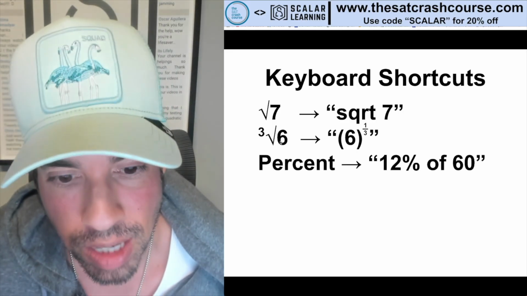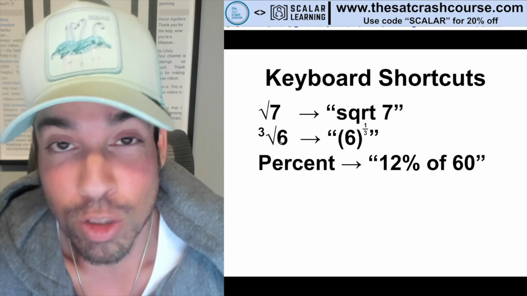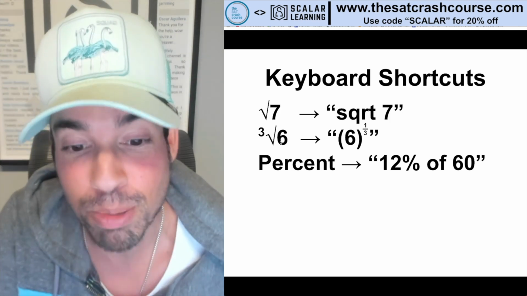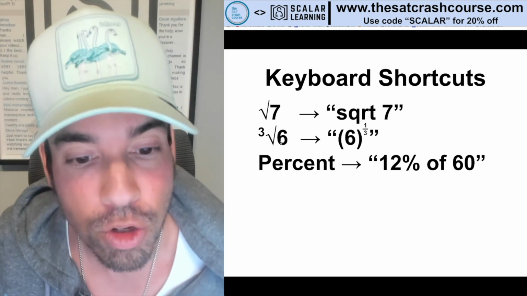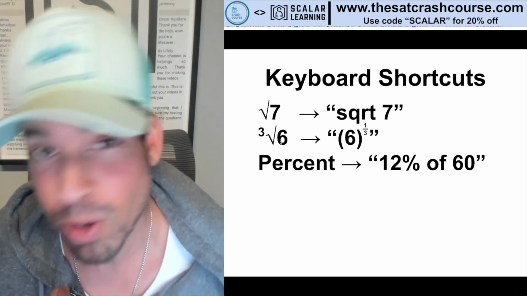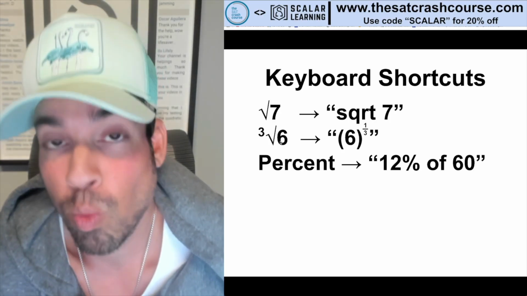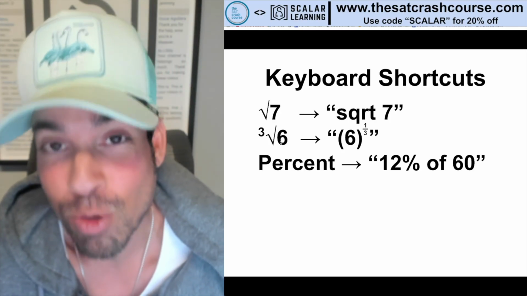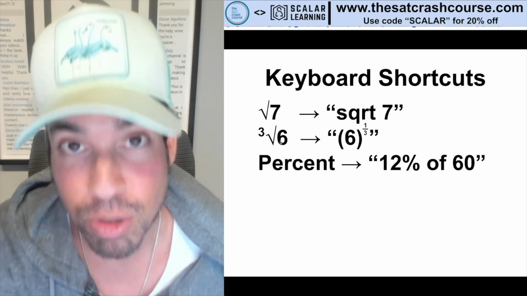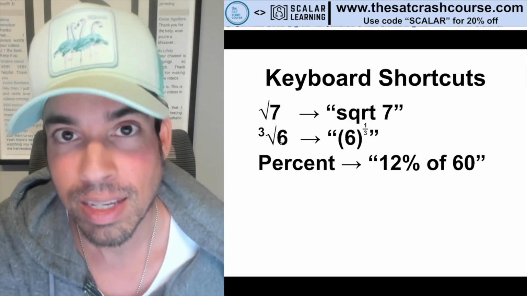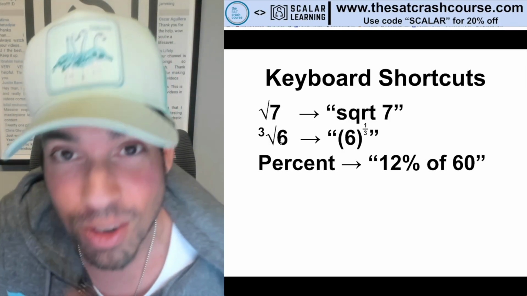If we're trying to get percents, you can literally say, if you're trying to get 12% of 60, you can literally say 12% of 60. And you can also use this to solve for a missing percentage. Like if you're trying to find what percentage of 60 is equal to 30, you could say X percent of 60 is equal to 30, and it will spit out that X value for you.